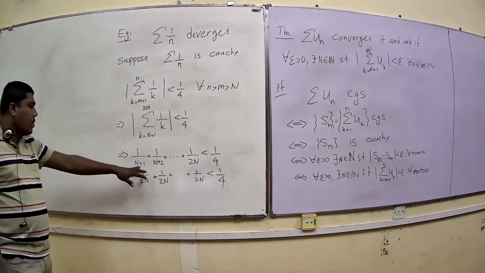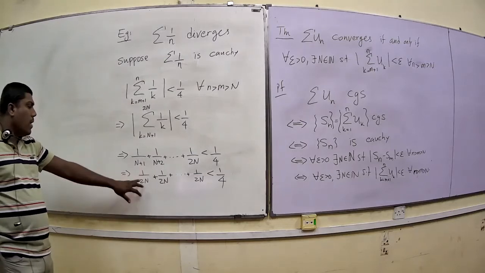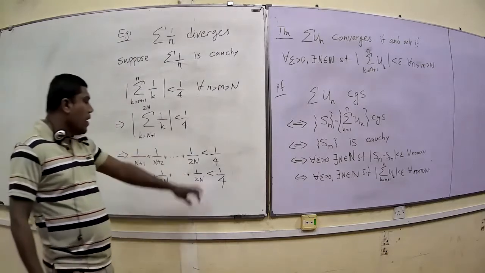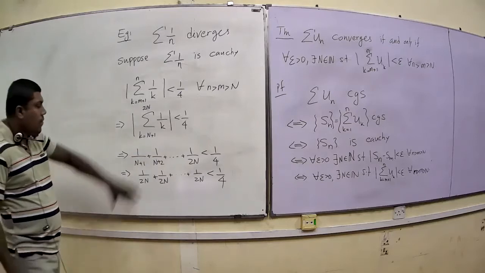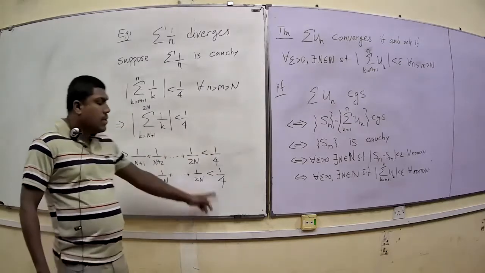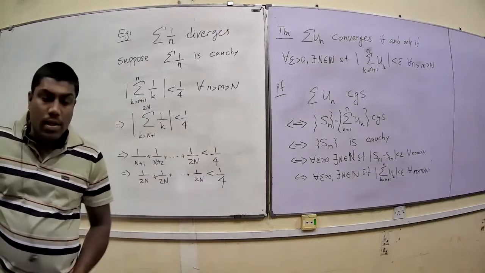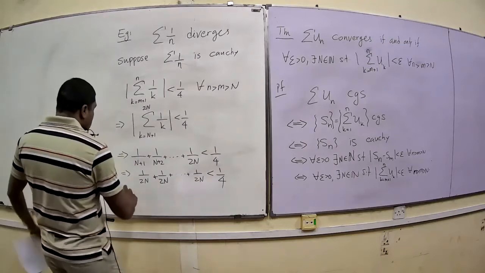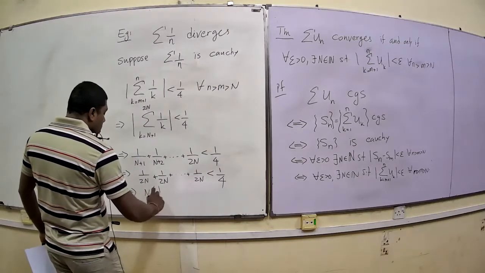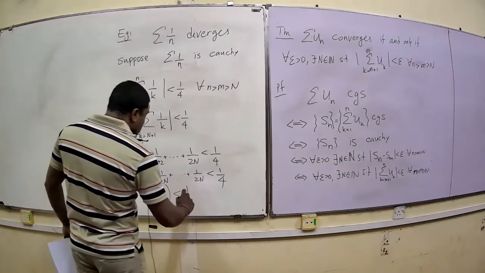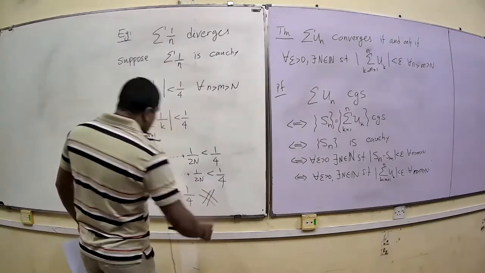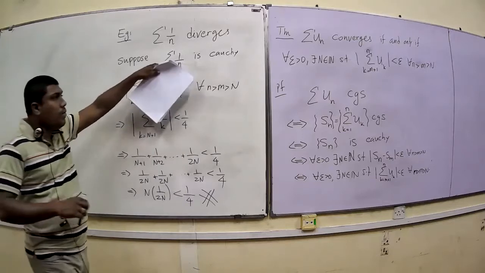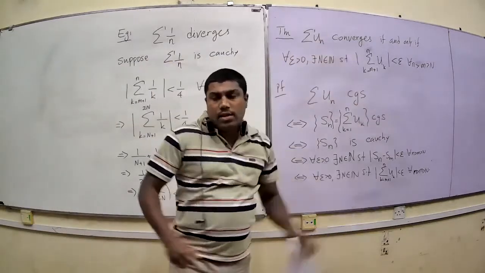Because 1 upon N plus 1 is larger than 1 upon 2N, 1 upon N plus 2 is larger than 1 upon 2N, and here 1 upon 2N is equal to 1 upon 2N. So if this sum is less than 1/4, then the summation of 1 upon 2N, 1 upon 2N, and so on is also less than 1/4. But there are N terms here, right? So what you have is N times 1 upon 2N is less than 1/4, and obviously that is a contradiction. Half is less than 1/4 is a contradiction. So it cannot be Cauchy. If it cannot be Cauchy, then it is divergent.